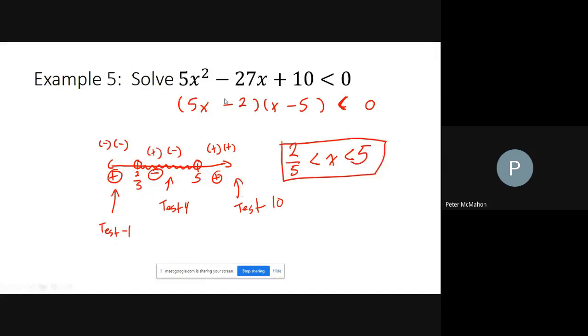Okay, example 6 is a little bit different, but I mean, same process exactly. Step 1, we're going to set one side to 0. So I'm going to subtract these, bring them over here. So x squared minus 3x minus 28 is greater than or equal to 0. Factor: (x minus 7)(x plus 4) greater than or equal to 0. Our zeros are negative 4 and 7.